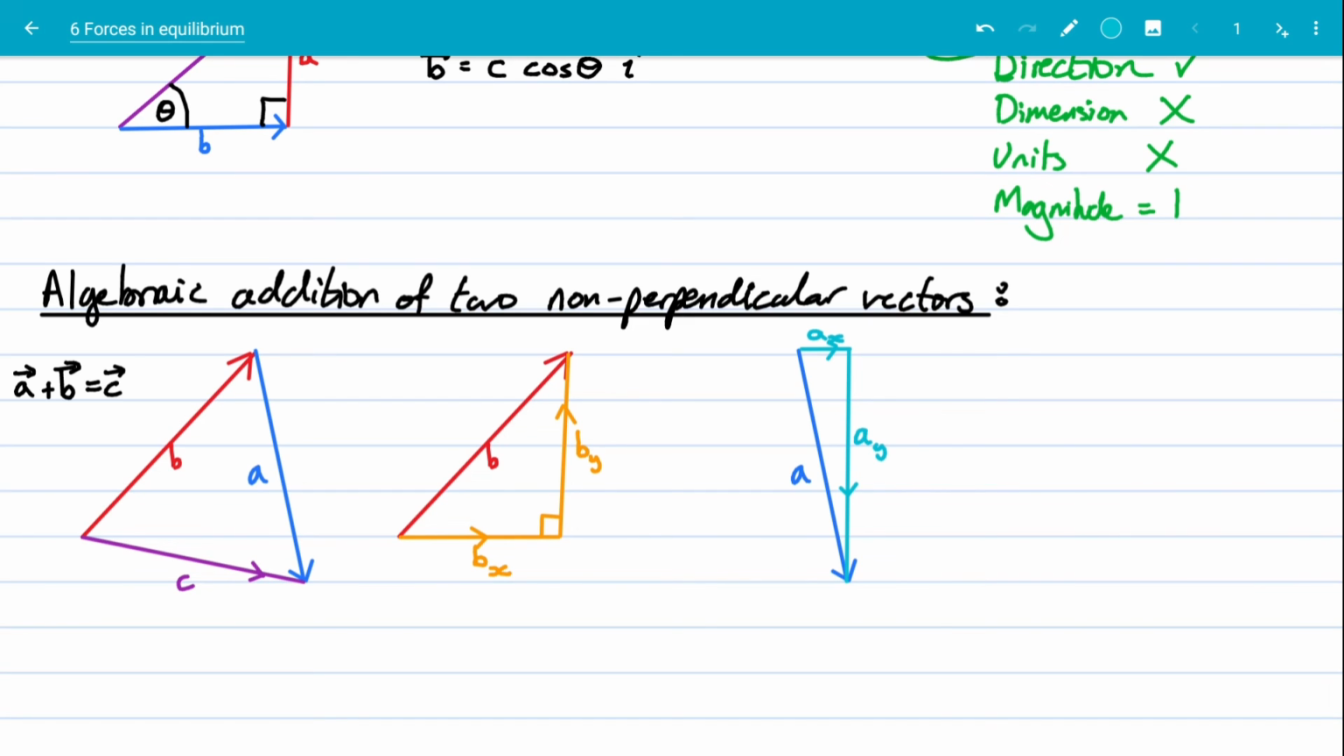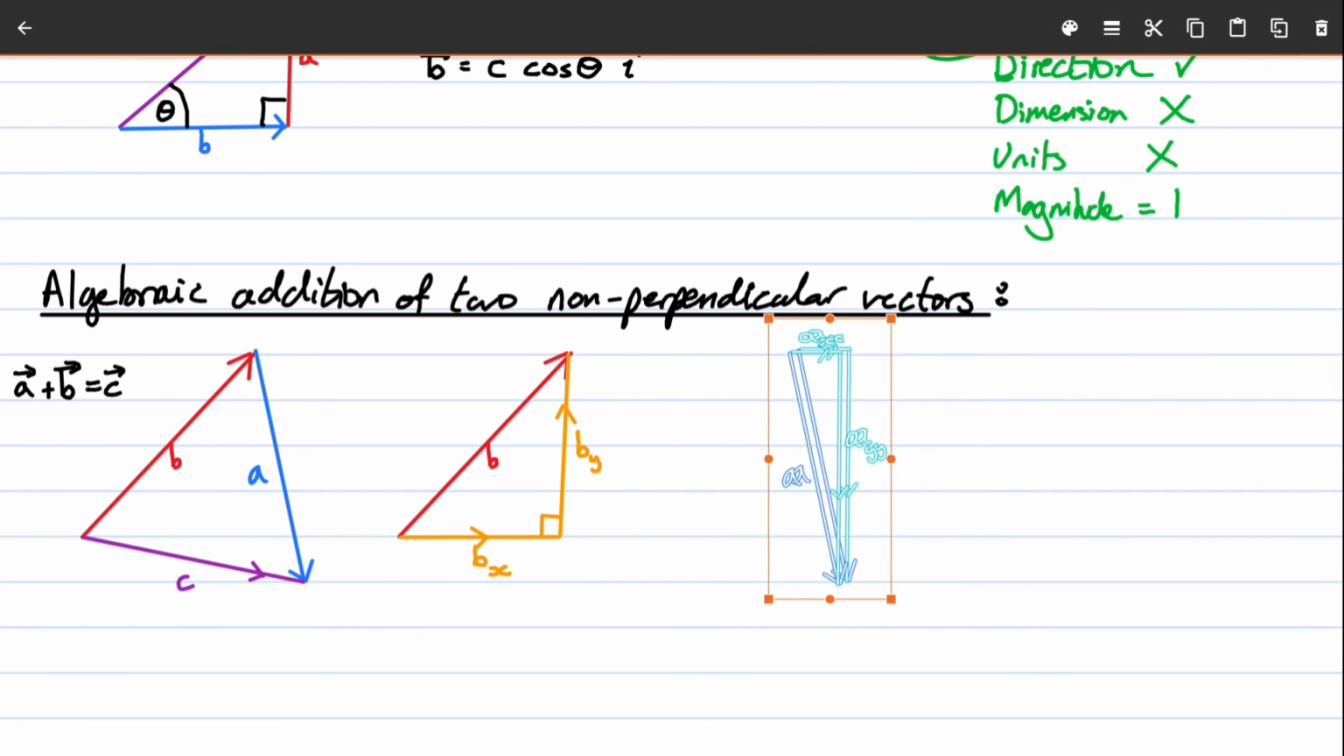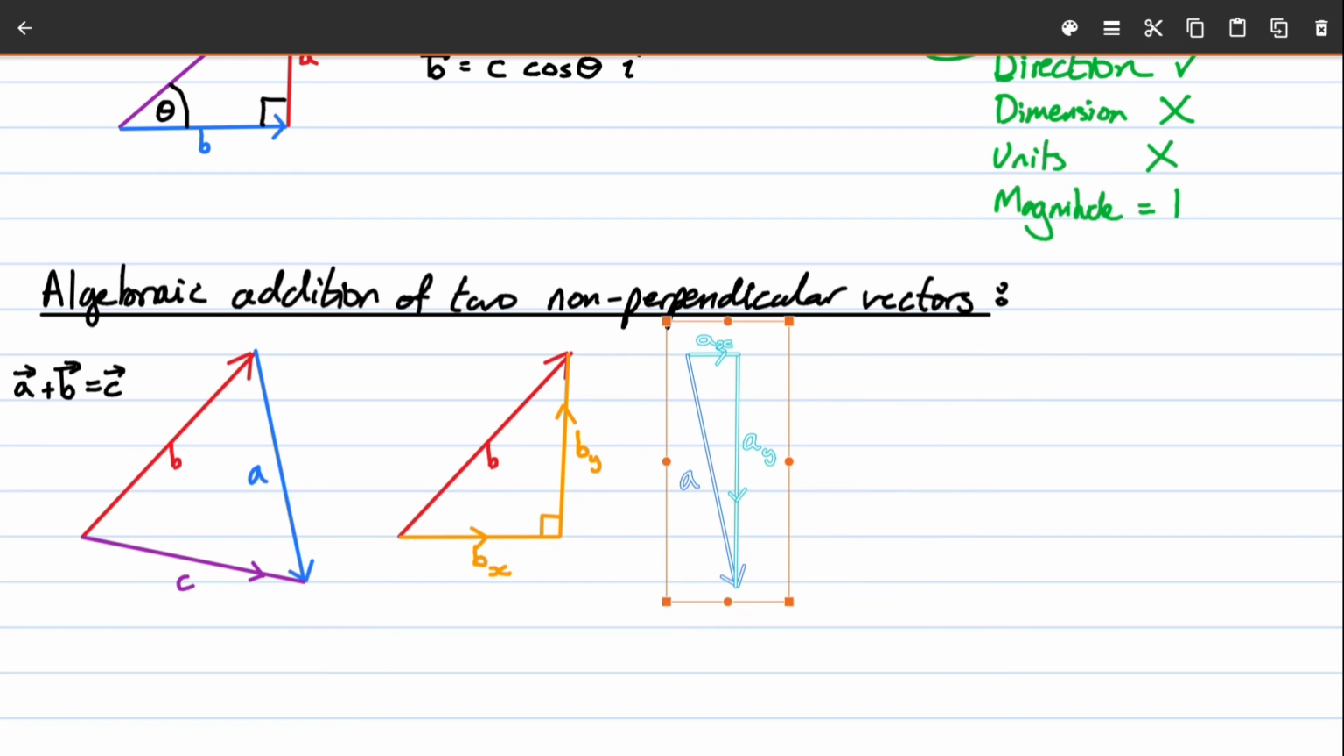So we've got those two components of A and those two components of B, and we're going to add them together. So how do we do that? Well, let's do it graphically first, so you can see how this is going to work. I'm just going to move this over a bit, give myself a bit more room.